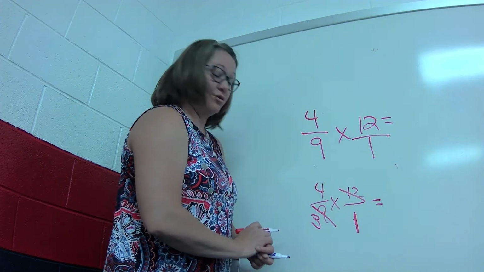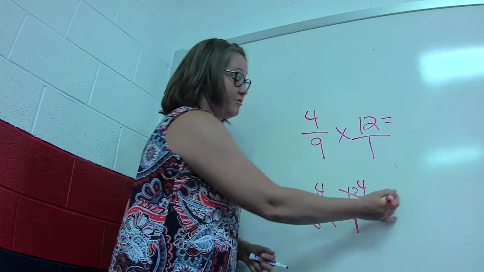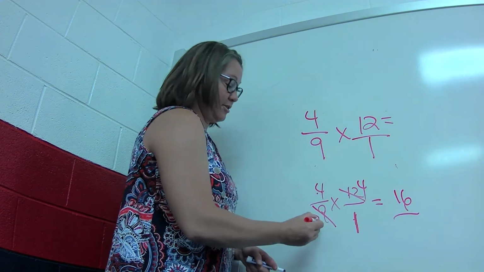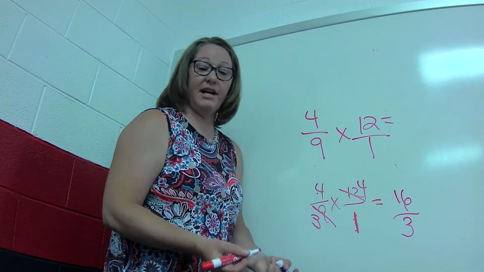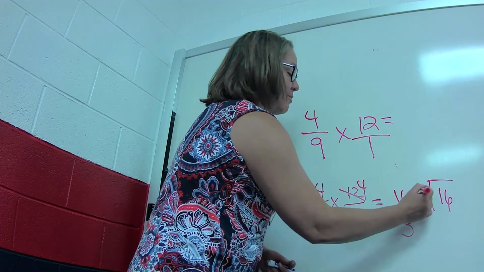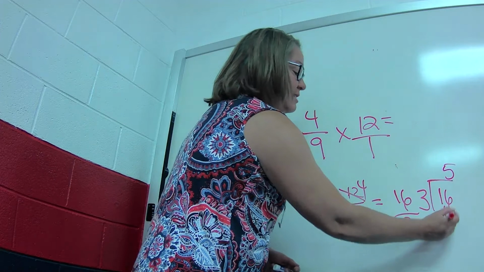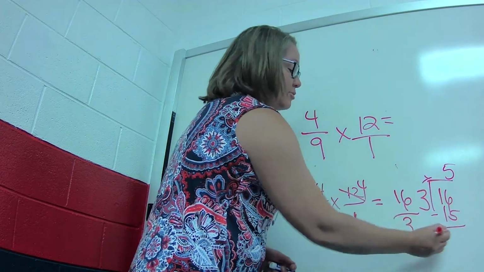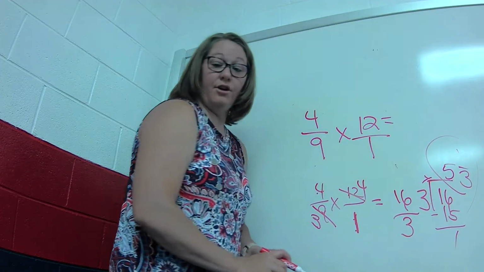3 goes into 12 4 times. So now I have 4 times 4, 16. 3 times 1 is 3. That's an improper fraction. Don't leave your answers as improper fractions. All right, so that's 16 divided by 3. 3 times 5 is 15. So let's do that. Subtract, and I get 5 and 1/3.